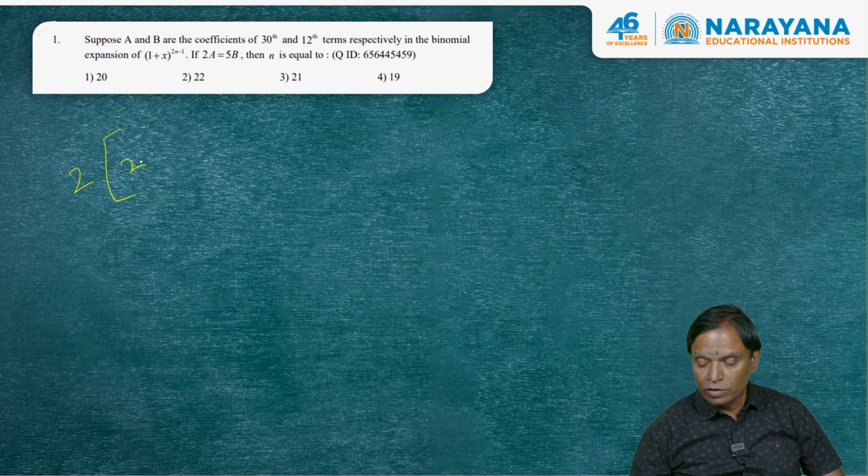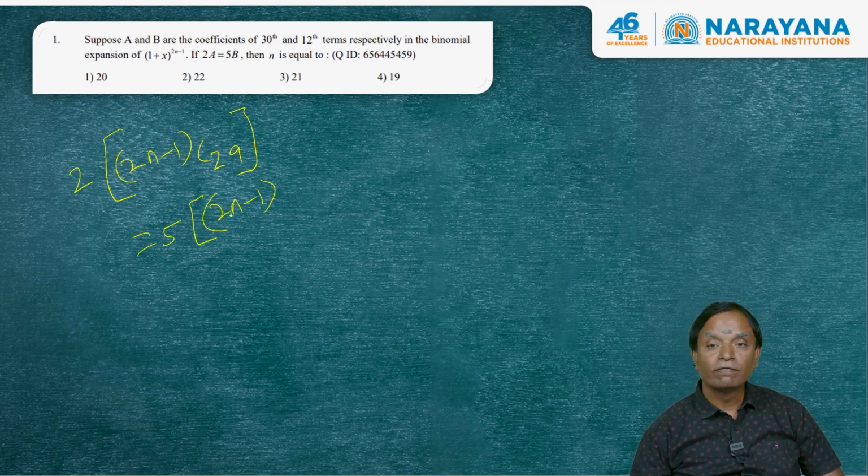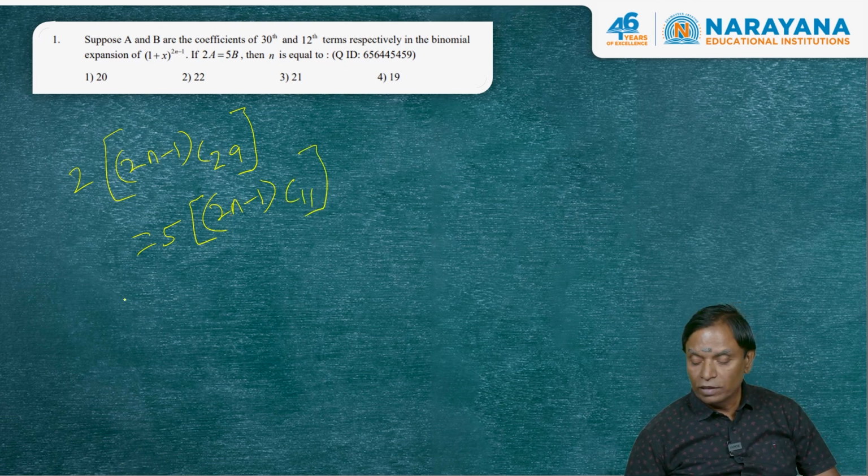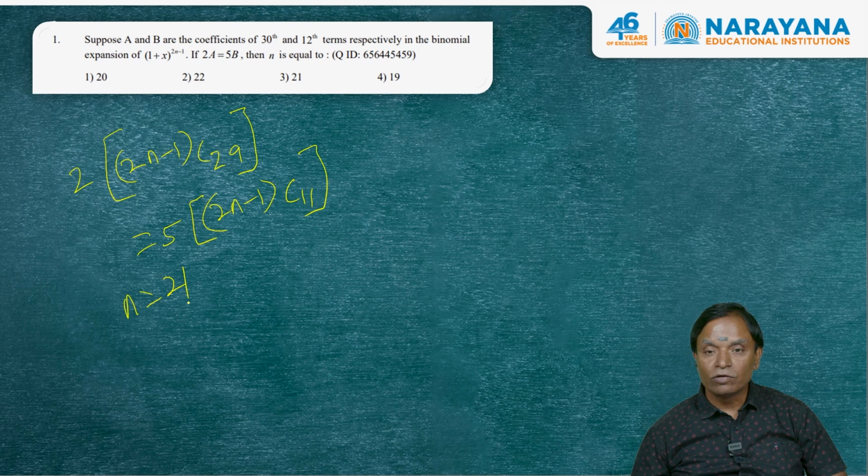2a means coefficient of 30th term. This is equal to 5b, where b means coefficient of 12th term. Now you can solve this Diophantine equation. You will get n is equal to 21.